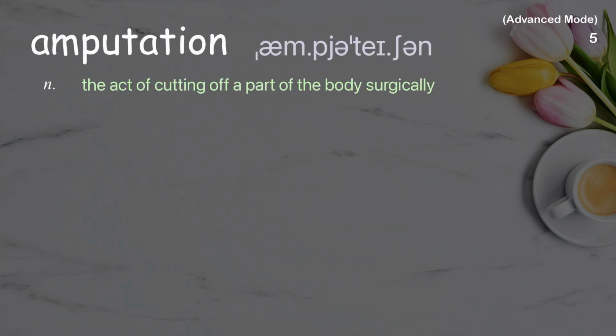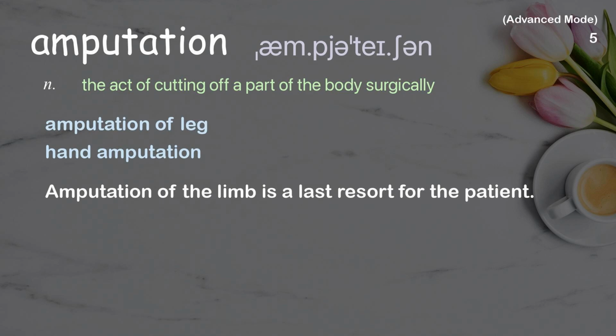Amputation. The act of cutting off a part of the body surgically. Examples. Amputation of leg. Hand amputation. Amputation of the limb is a last resort for the patient.